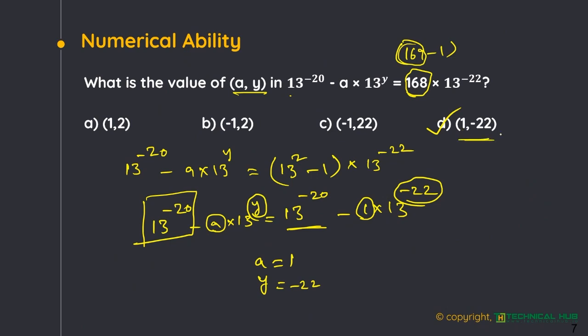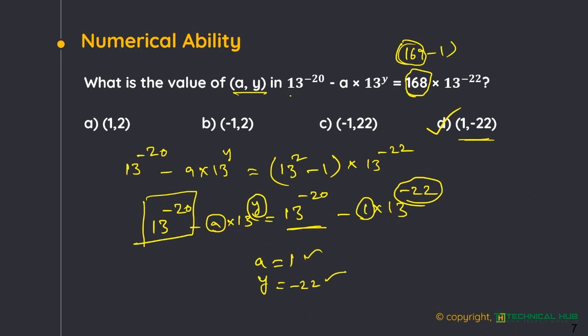Please take the screenshot of this one. Just the calculation part. The only thing is you just write down this 168 as 169 minus 1. After that, the calculation part is very simple. The values of A, Y are 1, minus 22. Option D.